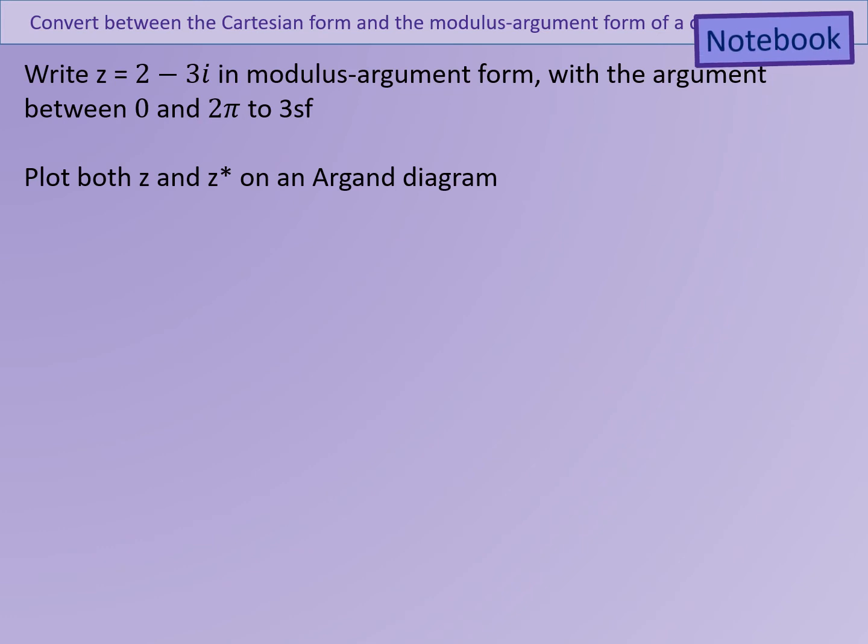This next example is something we've already done. We're going to convert a complex number in Cartesian form into modulus argument form. We've done that in degrees. We're now going to look at how to do it in radians. It's also worth noting that we've been asked to give the angle between 0 and 2 pi. So rather than going into negative angles, we're going to start at the real axis. I'm going to go around anti-clockwise for a full turn to get to 2 pi. So I'm going to start with a diagram.